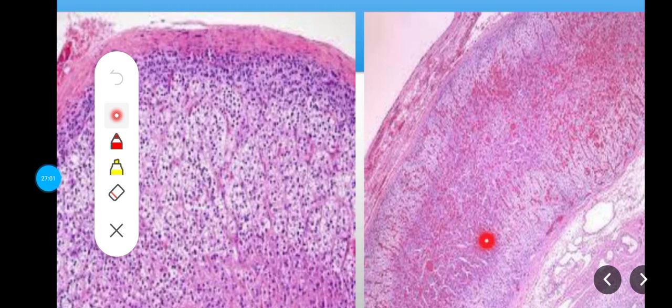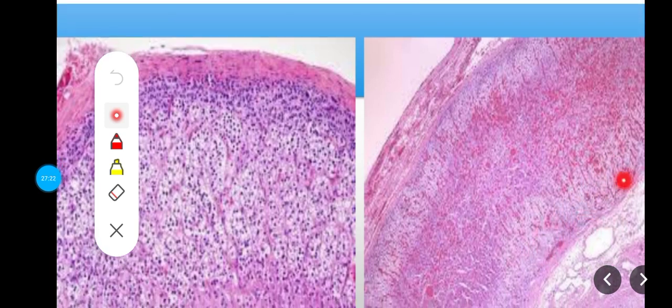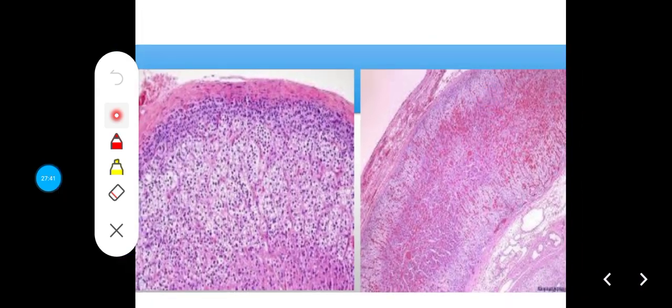It looks much more linear around this part, though it's not very visible. And then the zona reticularis, with cells. This part is much more loosely organized, with cells running in different directions. And then the distinct medulla.